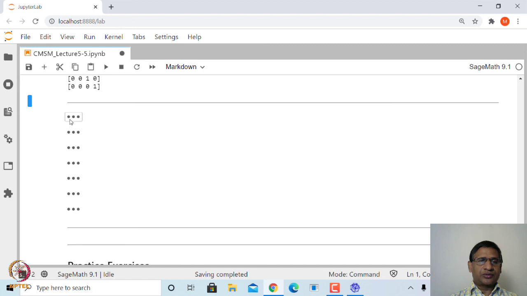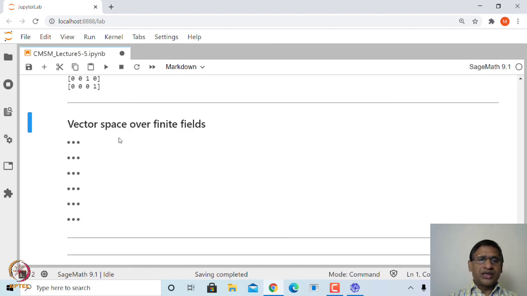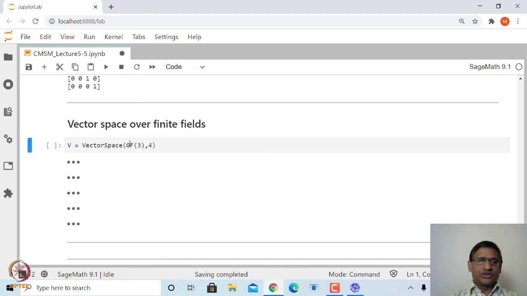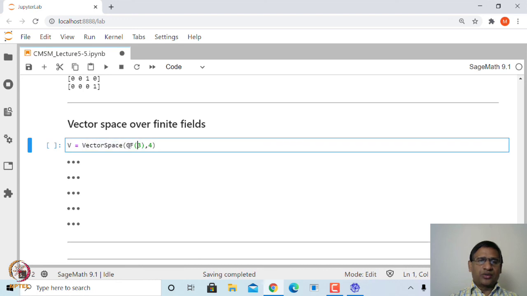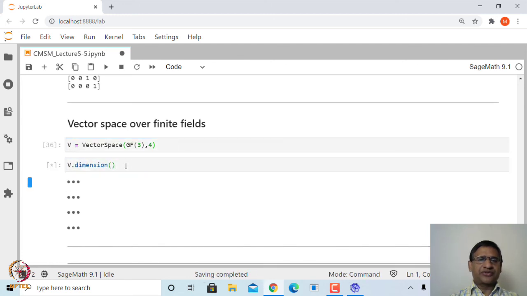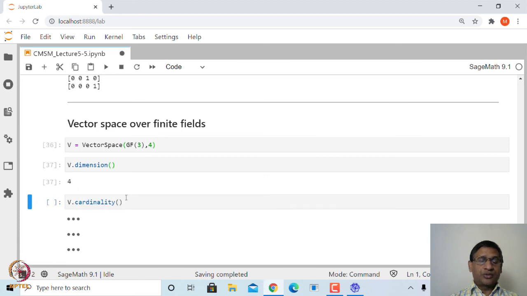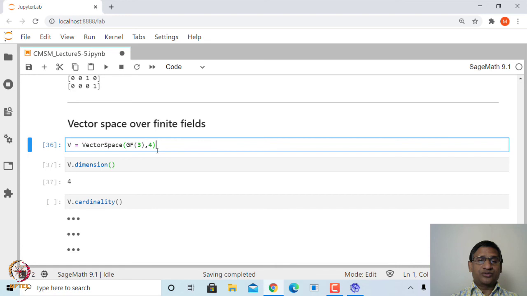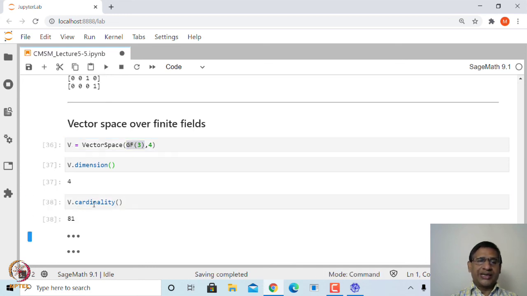Now let us look at one last topic. Suppose you want to define a vector space over a finite field. Let us take an example. Suppose I have a vector space defined over GF3 of dimension 4. That is capital V, and we can ask for its dimension, which will be 4, and you can even find the cardinality. Any vector will have 4 components, and these components come from elements in GF3, which take value 0, 1 or 2. So the cardinality should be 3 to the power 4, which is 81.